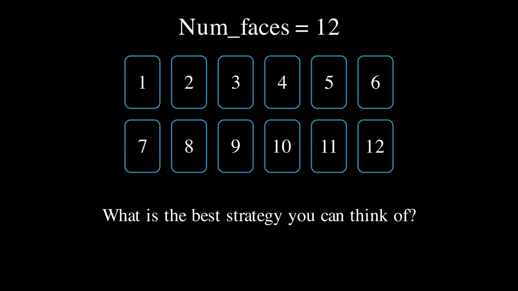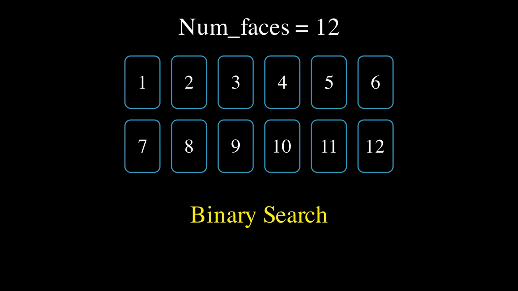Well, a very good strategy will be binary search. The idea is to always ask a question that splits the remaining possibilities into two groups of nearly equal size. With 12 faces, you want a question that creates two sets of 6. A great first question could be, is the number even? Or is the number composite? Or is the number less than or equal to 6? All of these divide the faces into two equal sets of 6, guaranteeing maximum progress.